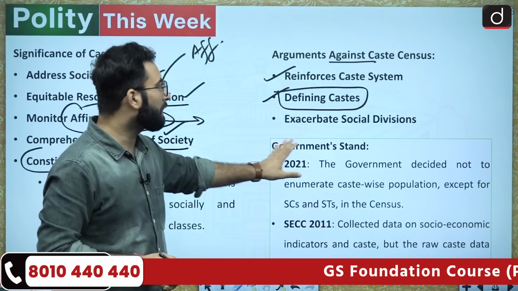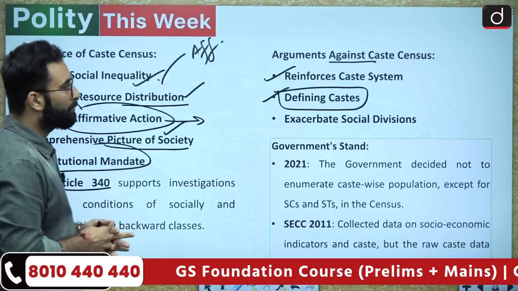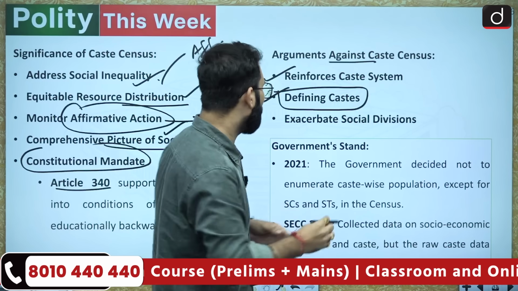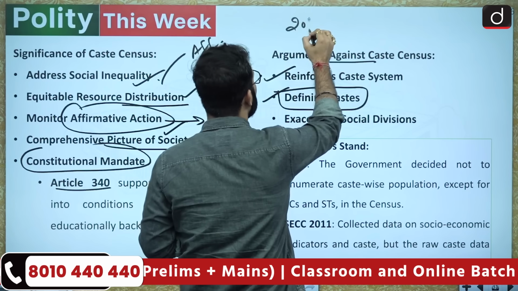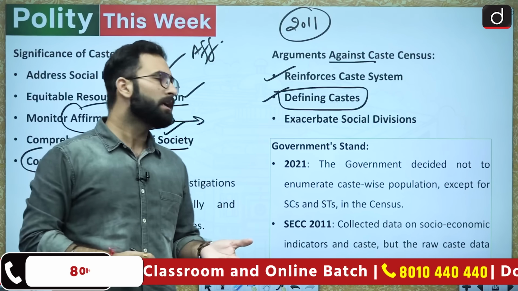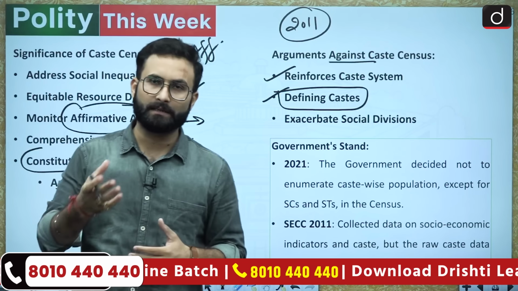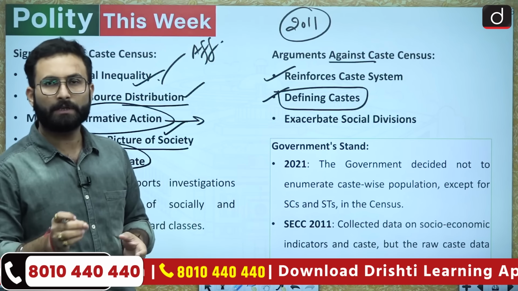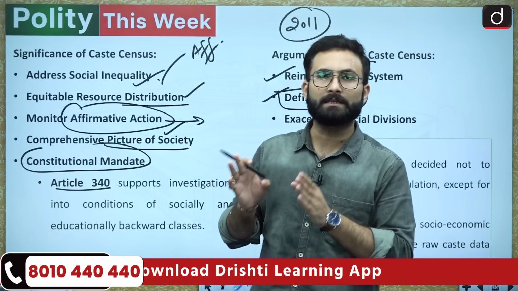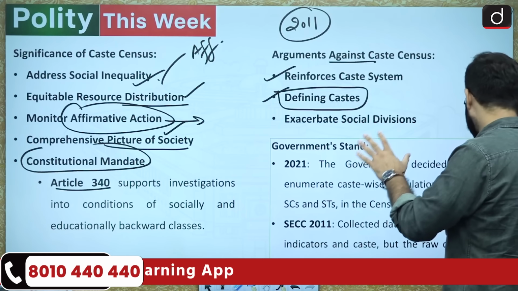Now what is the government stand? In 2021 the government decided not to enumerate caste-wise population except for the SC and ST in the census. They said that since they collected the data in 2011 and the quality of the data was not very good, they did not release it. Similarly in the 2021 census they said they will not collect caste data except for SCs and STs. That is the government stand as of now, but various state governments are asking for it. So that is about the caste census and the data.